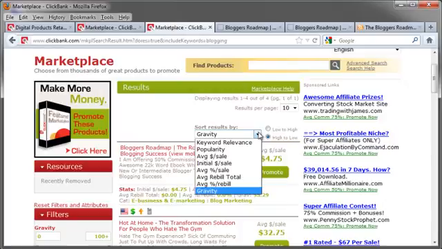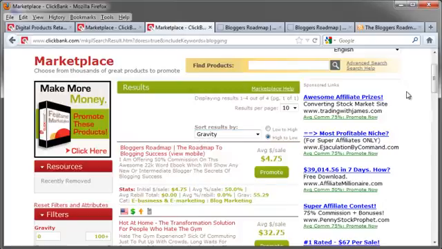But we always want to try and search by gravity, because gravity is the popularity of a product. Stuff with a high gravity is selling more. It usually means the product is better quality, it's got a better sales page, that sort of thing. So we look for products to promote, and in this example we're going to look at the Bloggers Roadmap.